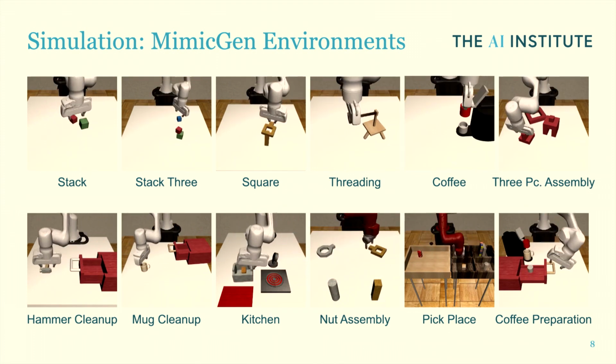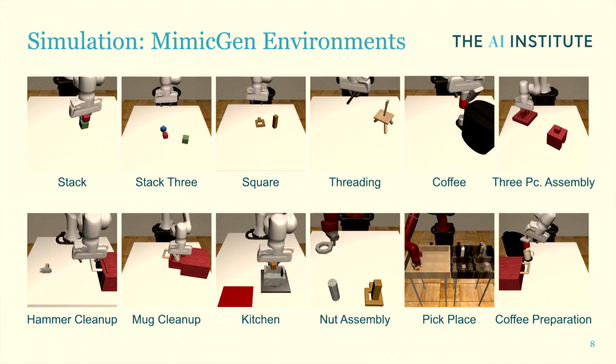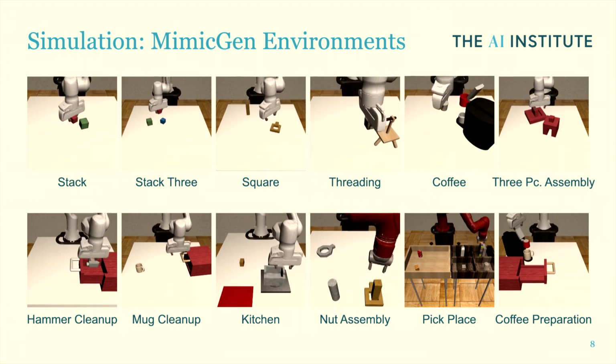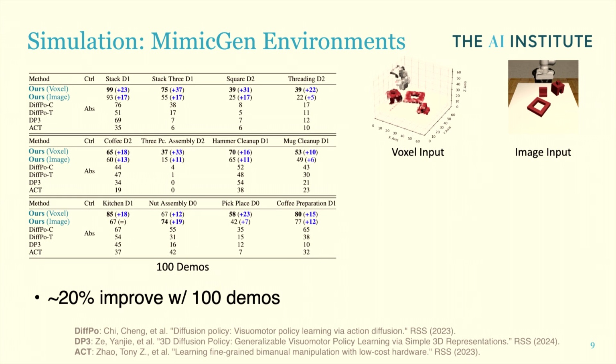We first evaluate our equivariant diffusion policy in the MimicGen domains. It contains 12 different robotic manipulation environments, including simple tasks like block stacking to challenging tasks like coffee preparation. We consider 2 different versions of our method, one using voxel input, another using image input. We compare both versions of our method against 3 different baselines: the original diffusion policy, the 3D diffusion policy, and the action chunking transformer used in ALOHA.